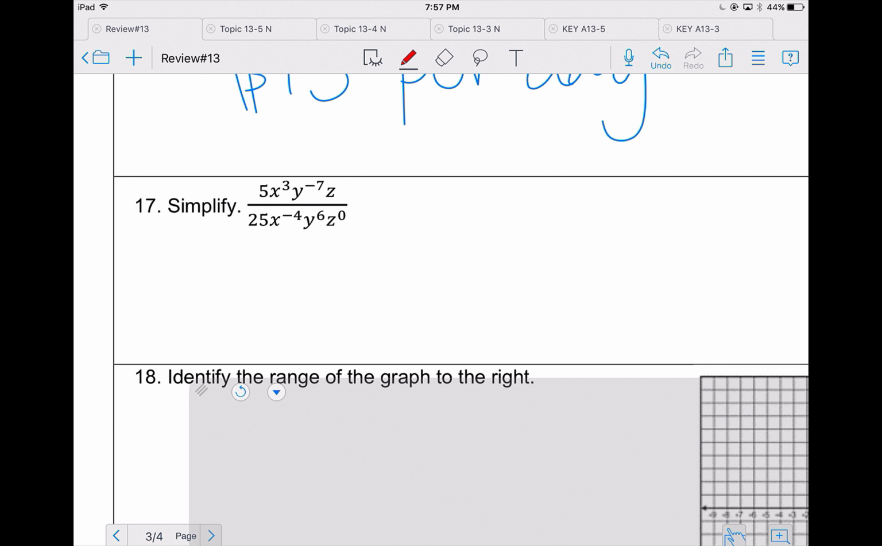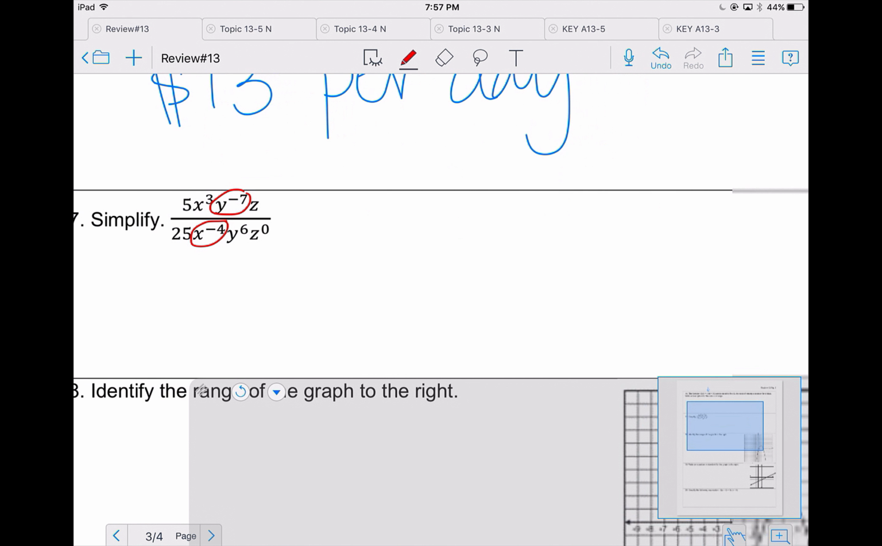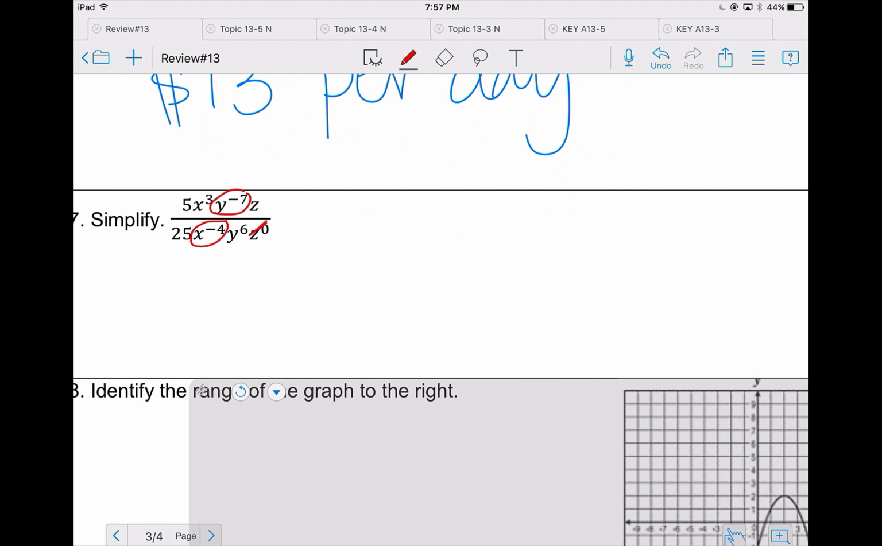17 asks us to simplify, and we have some things with exponents. I'm going to take care of negatives first. Anything with a 0, remember, cancels. So x cubed and z stay on the top. X to the 4th is not happy on the bottom. It's x to the -4. But when I bring it up to the top, it is satisfied. Y to the 6th is the only thing on the bottom. And then y to the 7th doesn't like being on top, so we're moving it to the bottom.